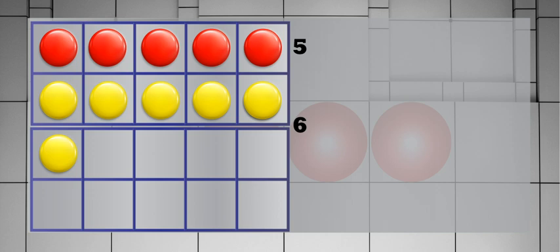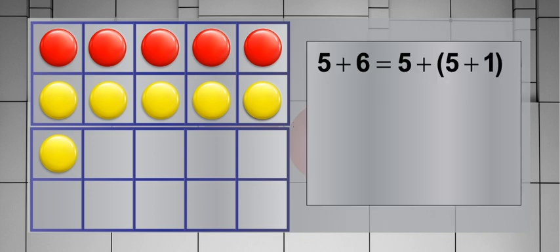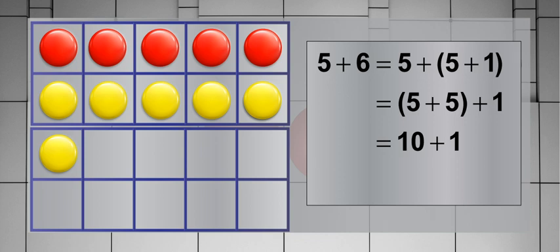We can rewrite 6 as 5 plus 1 as shown below. The yellow counters are distributed across 2 tens frames. We can rewrite 5 plus 6 in a way that makes a 10 as shown here. The associative property of addition allows us to group the 2 5s to make 10. This changes 5 plus 6 to 10 plus 1, which is equal to 11. The strategy of making tens simplifies addition.